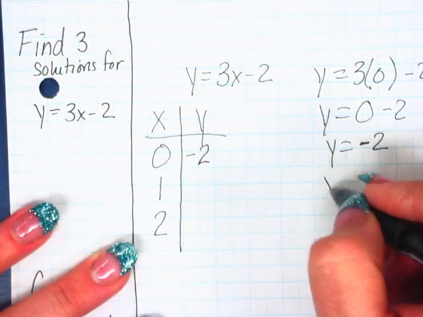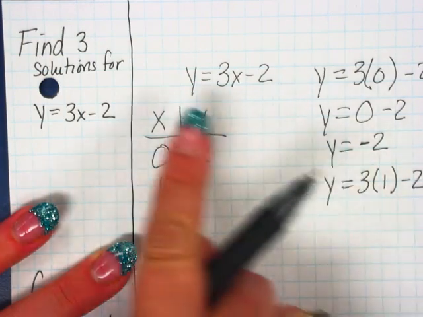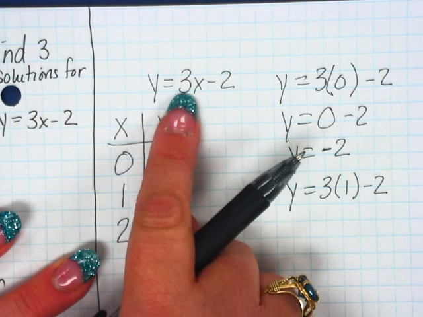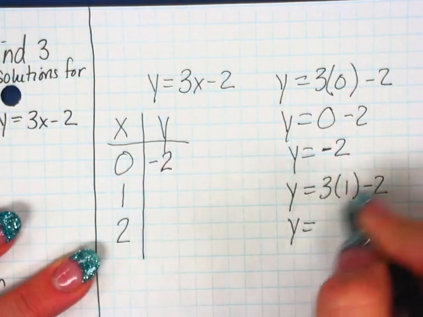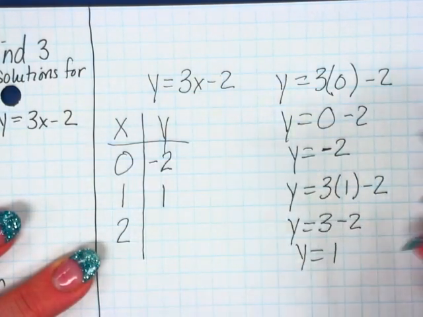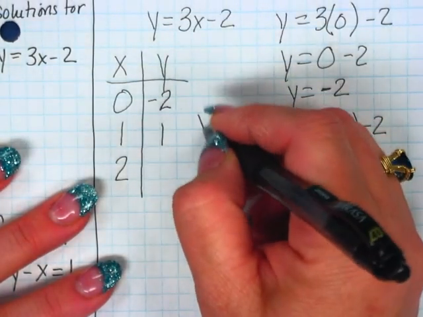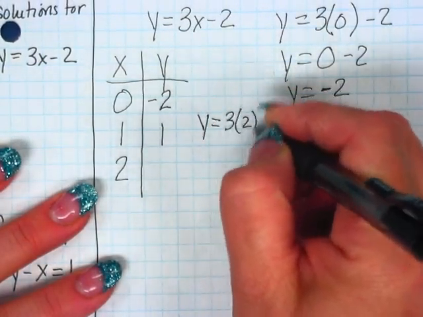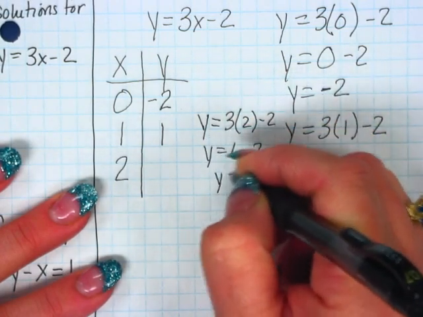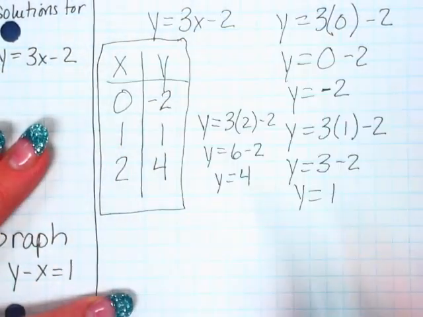Now we move on to, what if it's 1? 3 times 1 minus 2. So again, we're going back to the original problem, and we're adding the 1 in for x. So we get 3 minus 2, y is 1. All right, our last part here, and I'm going to fit that right here. What happens if the x is 2? So 2 times 3 is 6 minus 2, y equals 4. So again, we now have 3 solutions for that problem.